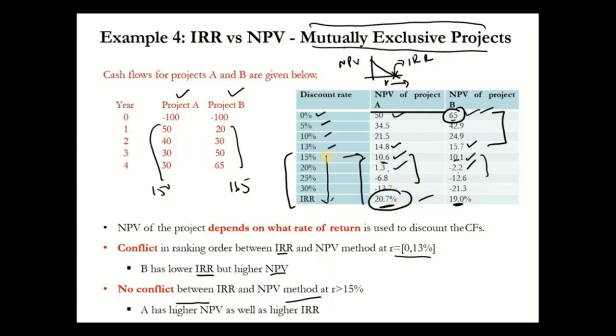So it means starting from 15% there is no conflict. But if you go below this 15%, you see that project B is preferable based on NPV, while based on IRR project A is preferable, right? But after 15% project A is acceptable. Okay, so let me explain it to you.